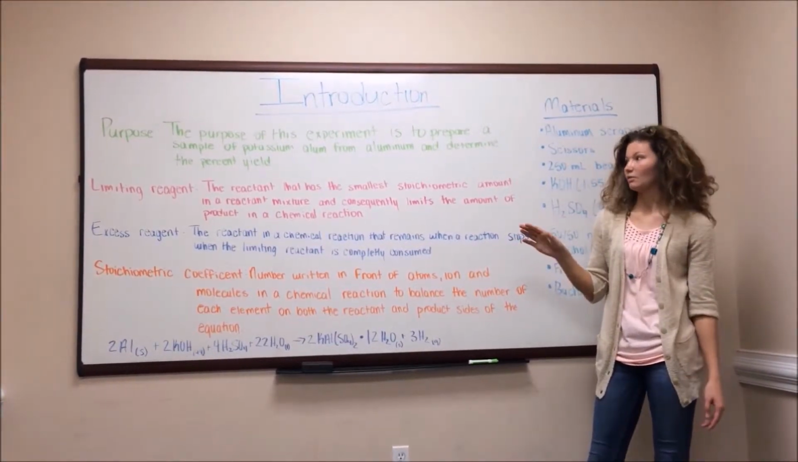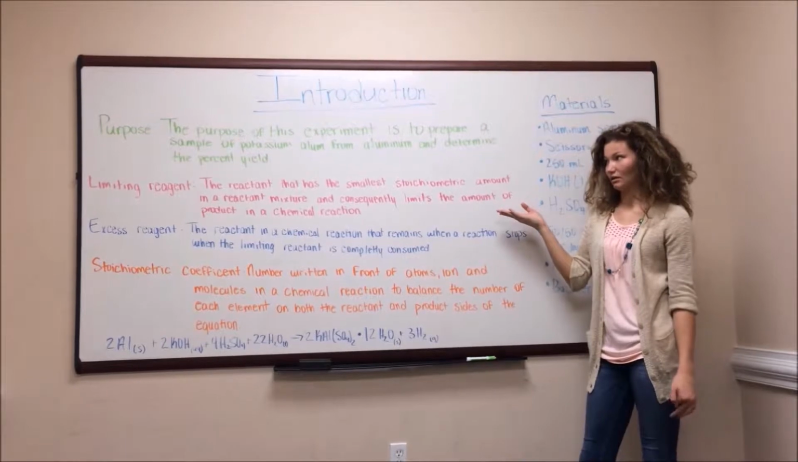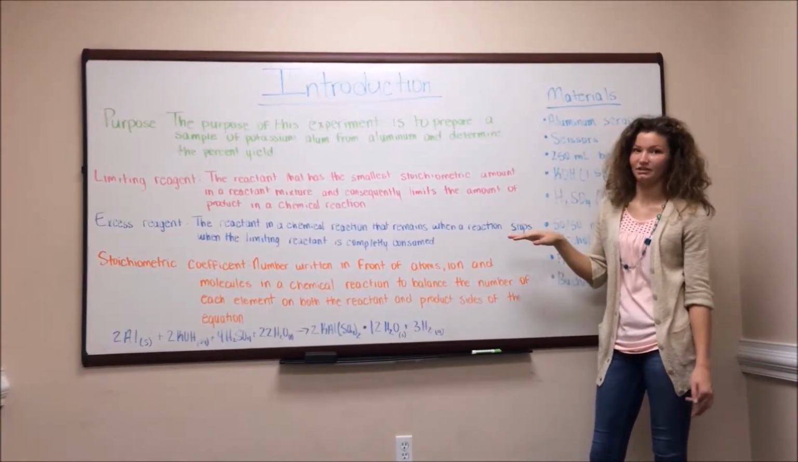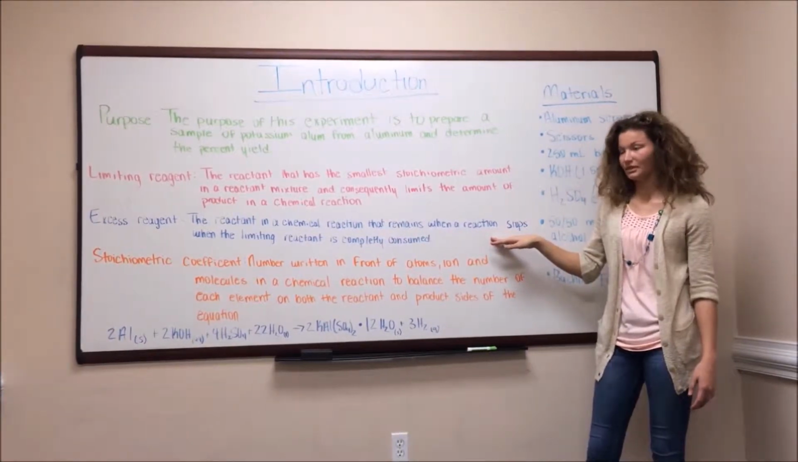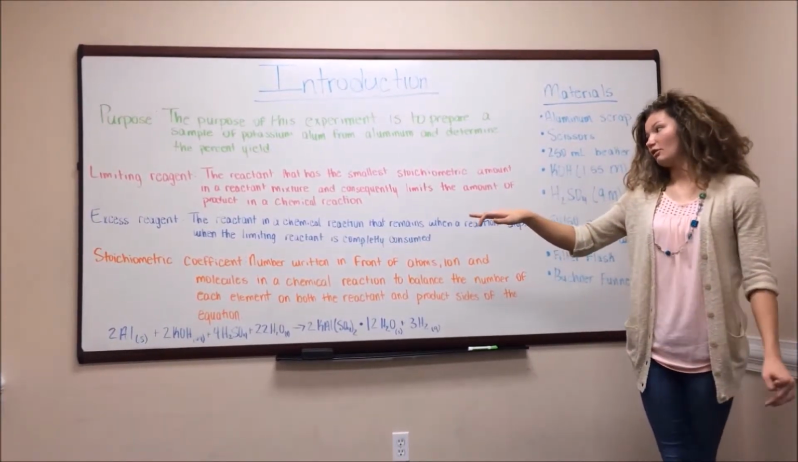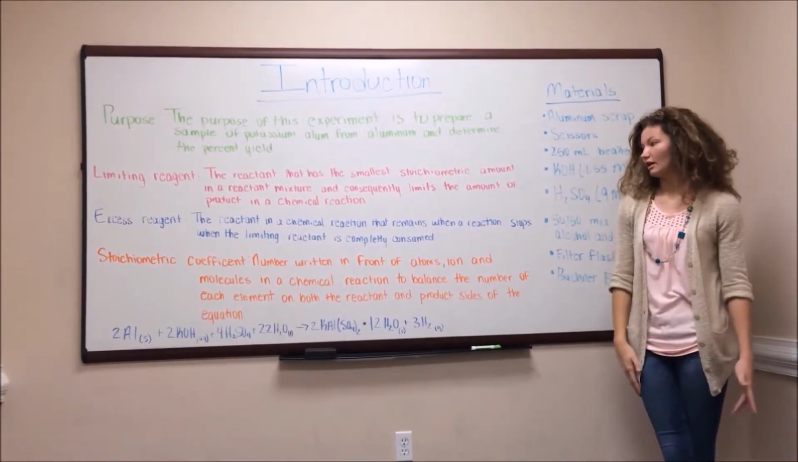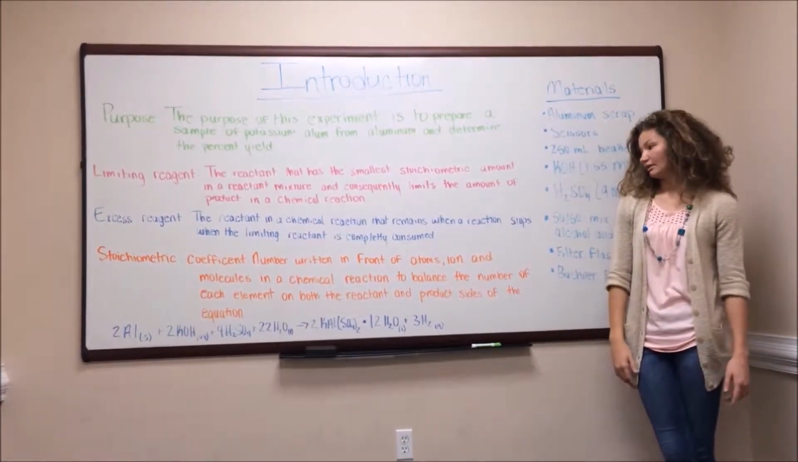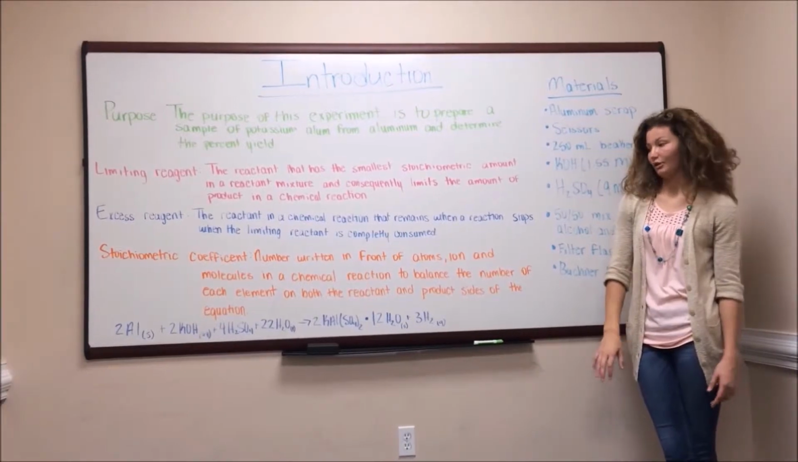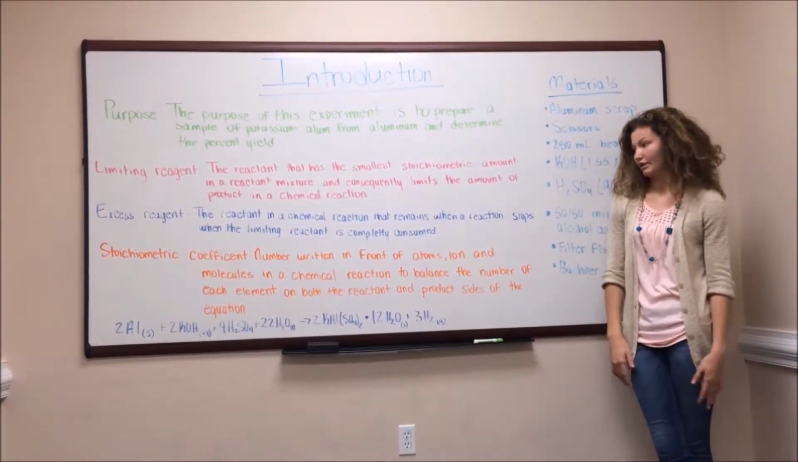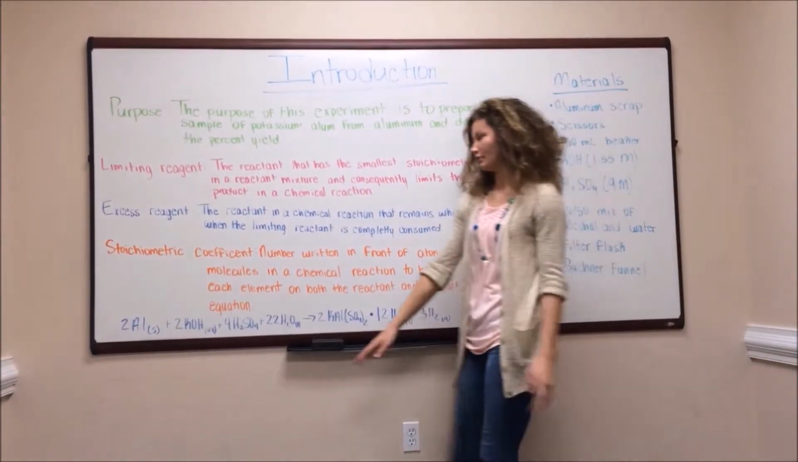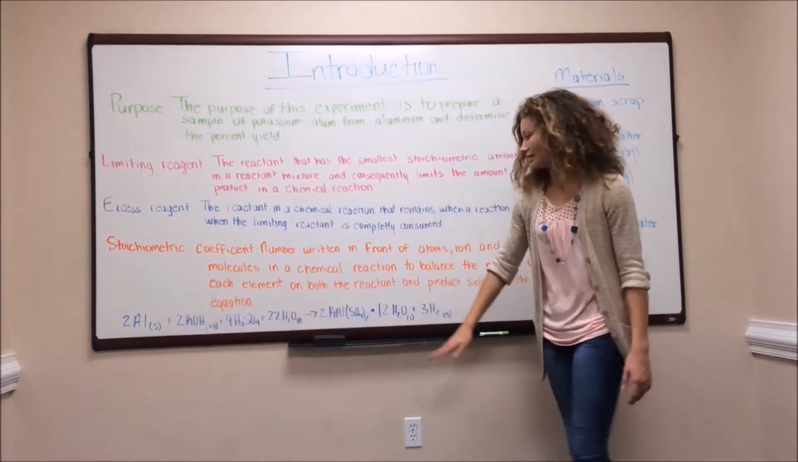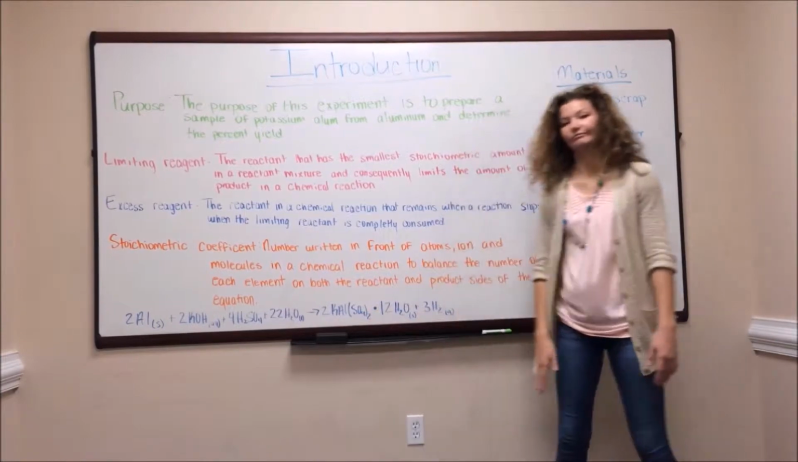And for this experiment, we consider aluminum to be the limiting reagent and all other reagents to be excess reagents. The stoichiometric coefficient is the number written in front of ions and molecules in a chemical reaction to balance the number of each element on both the reactant and the product side of the chemical equation. For example, on the reactant side there are 2 aluminums, and on the product side there are 2 aluminums.